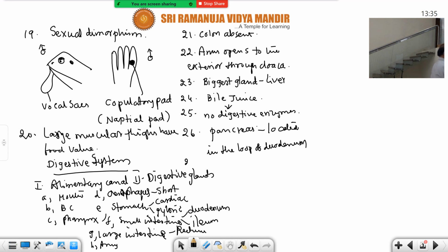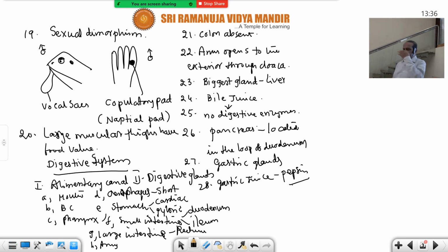It secretes pancreatic juice. And in the stomach wall, the gastric glands are present. They secrete gastric juice. Gastric juice contains only pepsin enzyme. Only pepsin. Renin is not there, but in our humans, renin is also there. Gastric juice is highly acidic, with more HCl. It is a highly acidic digestive juice.